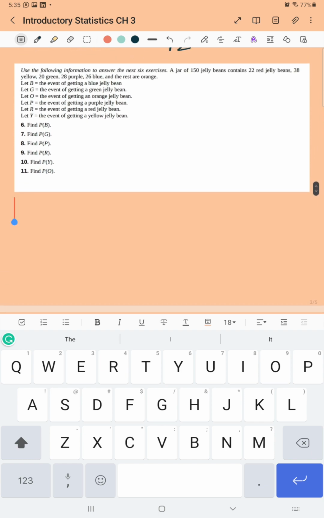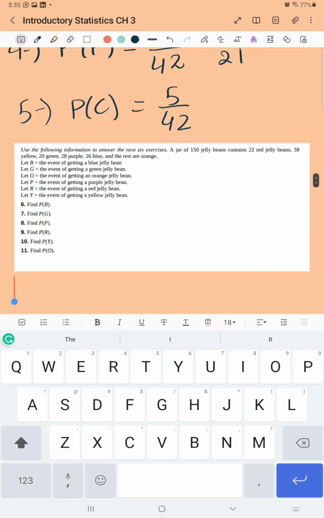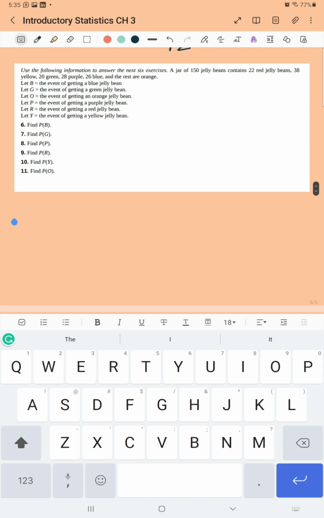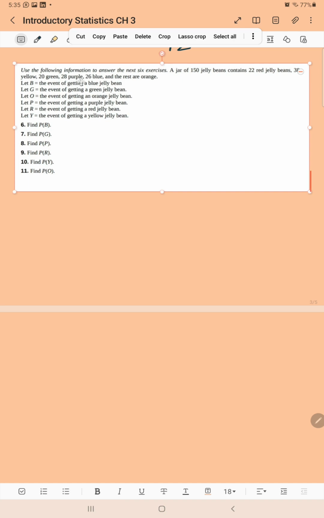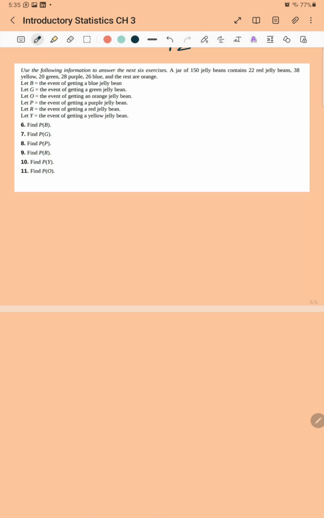Next question is, we have done question number 5. Use the following information to answer the next 6 exercises. A jar of 150 jelly beans contains 22 red jelly beans, 38 yellow, 20 green, 28 purple, 26 blue and the rest are orange. So very easy. First of all, what are the total number of jelly beans?